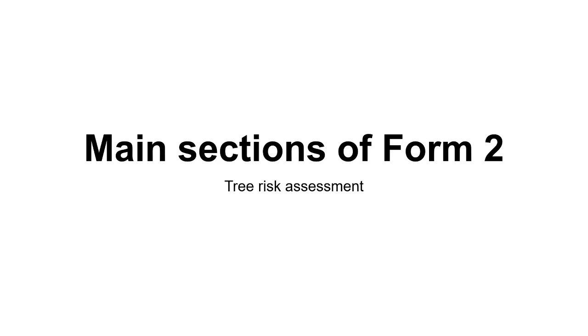Hi, it's me again. This is a tutorial on filling in the main sections of Form 2 for Visual Tree Risk Assessment. That is basic tree risk assessment. It is because some of you have asked me how to fill in this Form 2 for your group assignment, in which you have to assess a tree with some specific conditions.